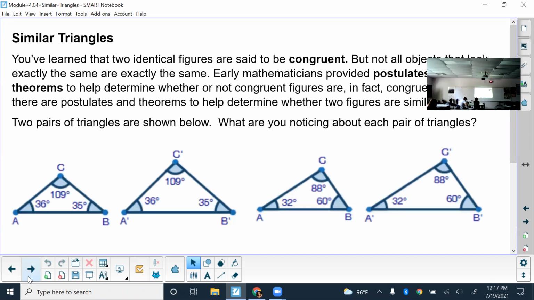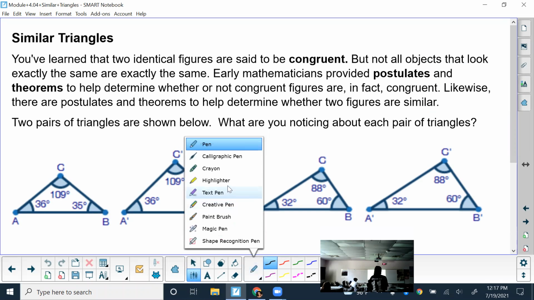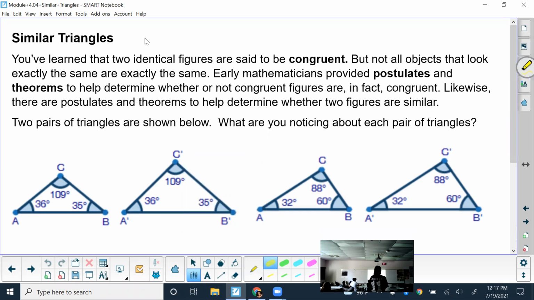Basically we're figuring out how to tell if two triangles are similar. So we know that for something to be congruent, and congruent is the opposite of similar, when stuff is said to be congruent, they are exactly the same. They're identical.